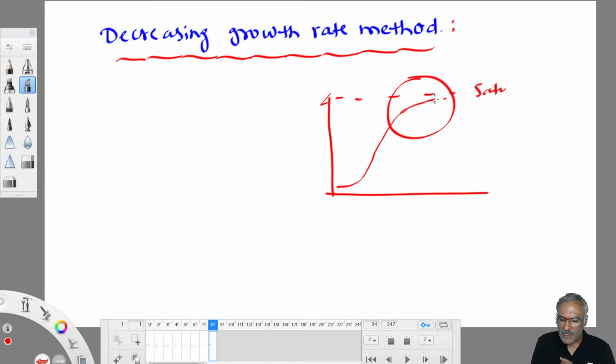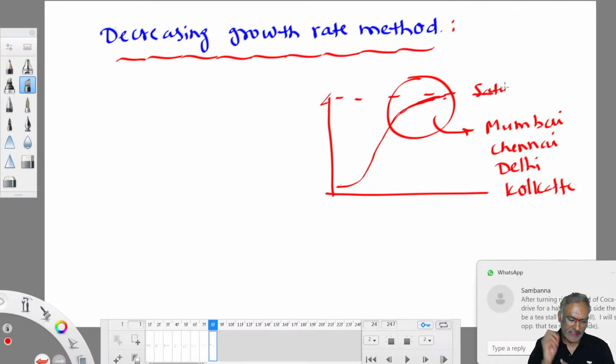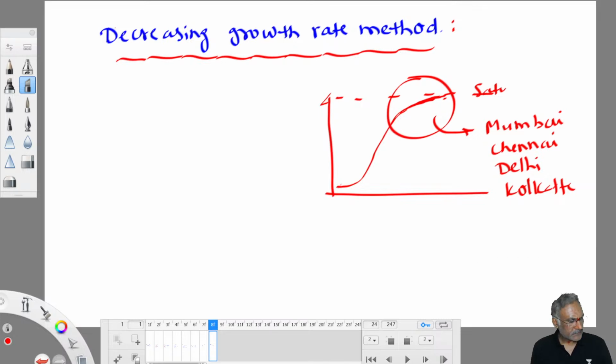In this portion, cities like Mumbai, Chennai, Delhi, Kolkata, all these metros are overcrowded. There is no more place available to accommodate any more population. Of course, population is increasing, but the rate of increase is slowly decreasing, and finally reaches saturation. For such communities, we apply the decreasing growth rate method. Okay?